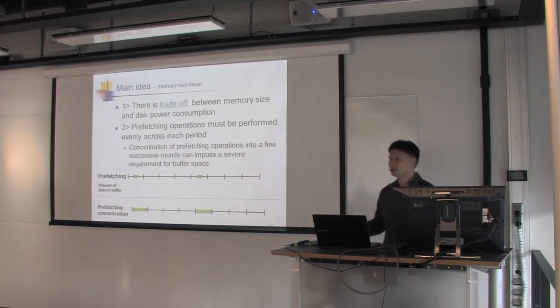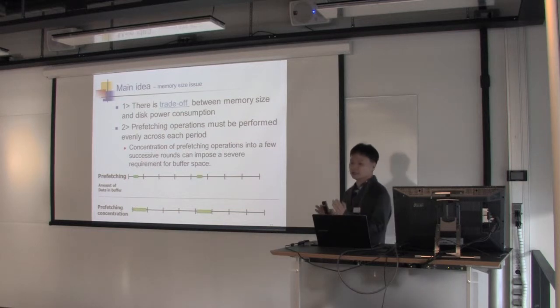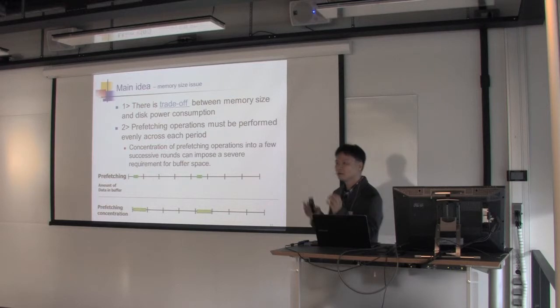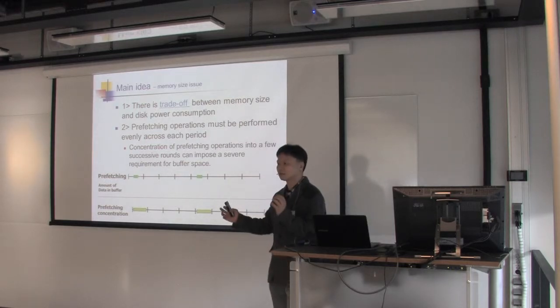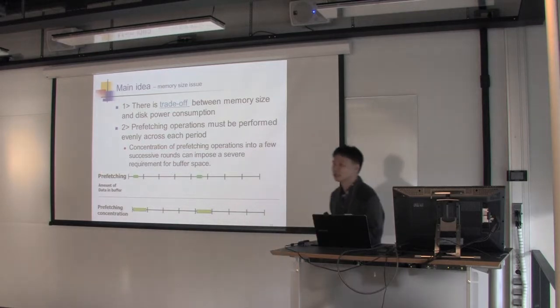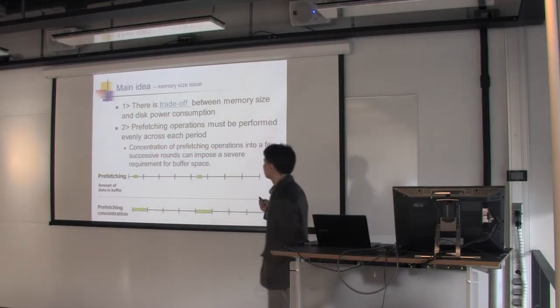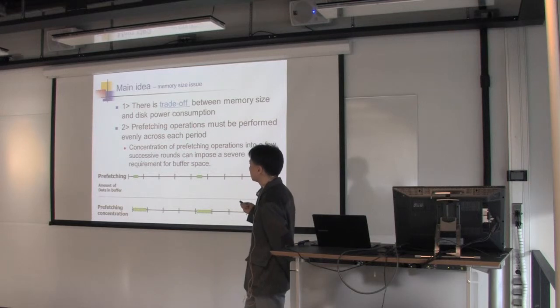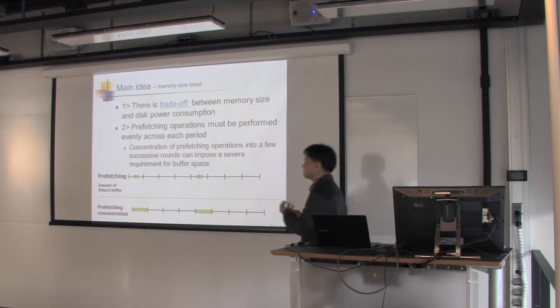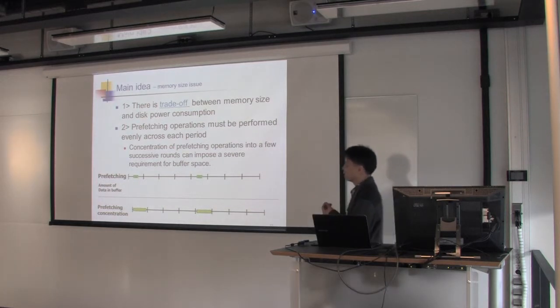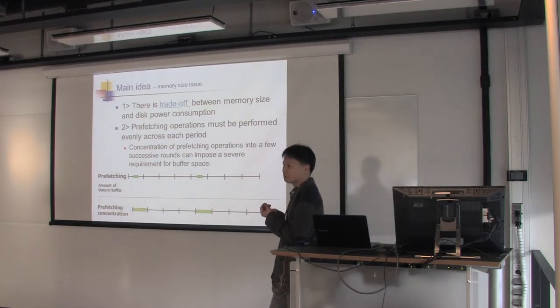So as I mentioned, there is an obvious trade-off between memory size and disk power consumption, because the prefetching operation requires a lot of buffer space, which reduces disk power consumption. In addition, the prefetching operation must be performed evenly across each period. For this explanation, I'm now showing an example of a prefetching operation.